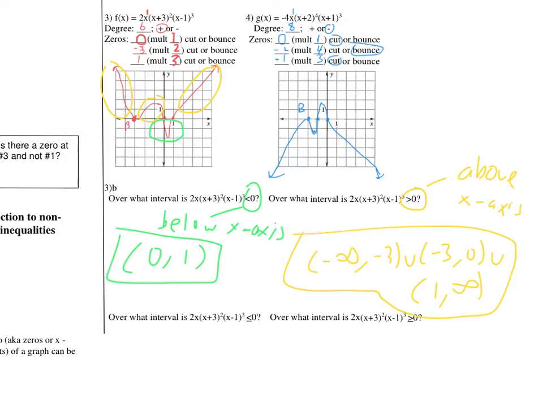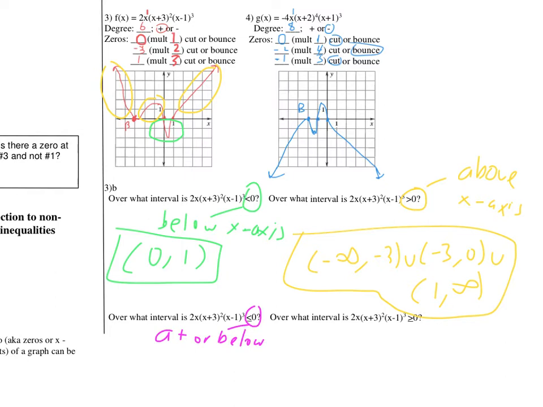Okay, so then next up here, we're going to continue on, and this time, let me get a new color here, do pink. So this one is less than or equal to 0. So this means at or below the x-axis.